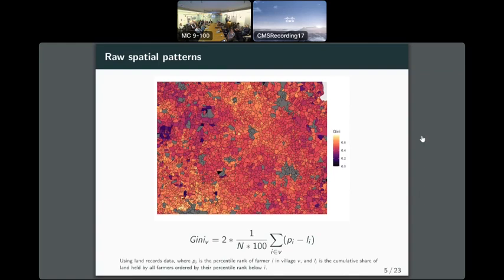What we did was, because we have landholding information at the household or farmer level, and we know where the farmer lives, which village they belong to, and these polygons in black are village revenue boundaries. So within a village, we know all the people and their landholding. So we create a Gini index for each village, and I just plotted that.